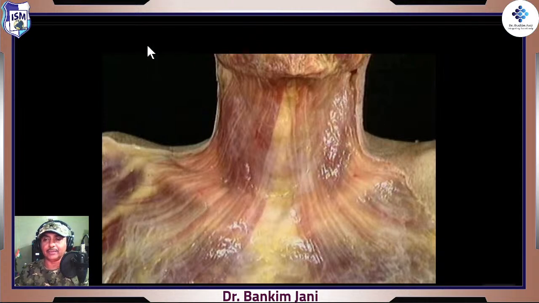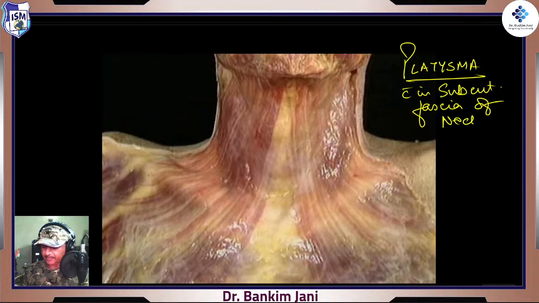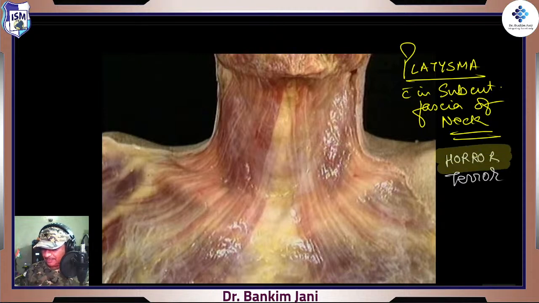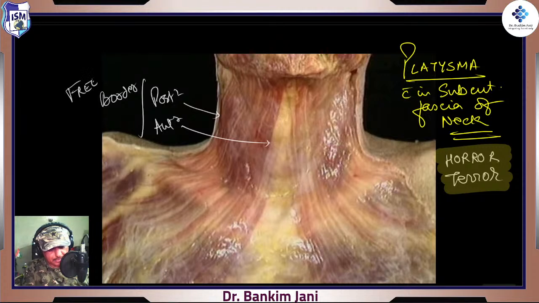Now this is what is called the platysma. This muscle will cover everything, the entire muscle. It is within the subcutaneous fascia of the neck. And this is for horror, terror. That is when the wrinkles and everything appear over there. I'm so afraid. Over here, there are two borders, both borders are free. That's the anterior border, and this is the posterior border, and both these borders are free.